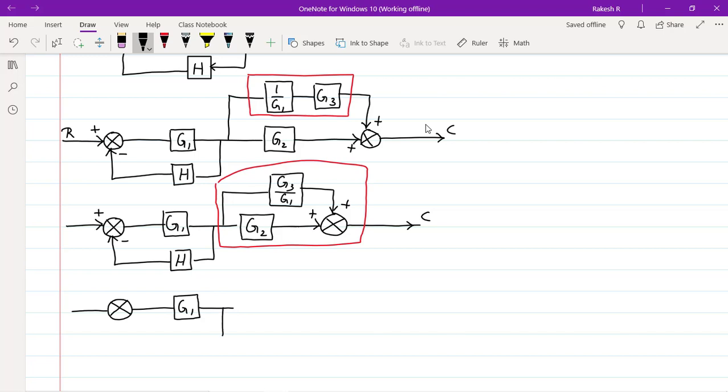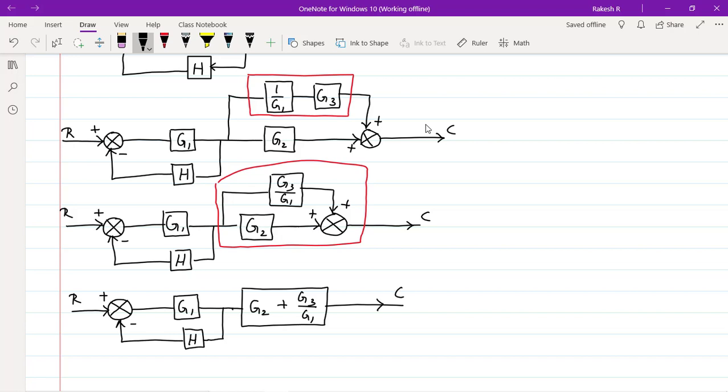G1 here, and we have the blocks in parallel here. Before that we have a feedback, that is H, and that comes with the summing point here, that is negative and positive, where R is the input, right? When the blocks are in parallel, I can add both the blocks here, that is G2 plus G3 divided by G1 here. And this is the output C, right?